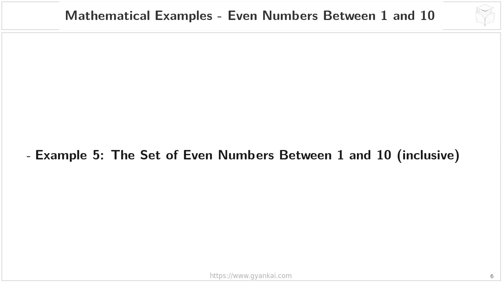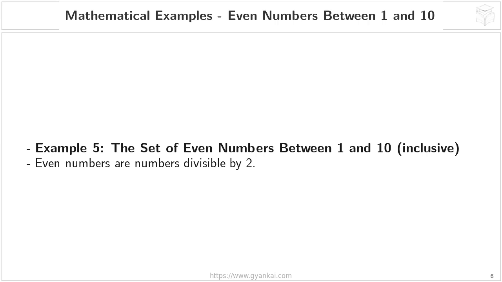Mathematical examples: even numbers between 1 and 10. Let's move on to our fifth example. As we've been doing, we're continuing to build our understanding of finite sets with another concrete illustration. First, let's quickly recall what even numbers are. Even numbers are simply numbers that are divisible by 2. That means when you divide them by 2, you get a whole number with no remainder.